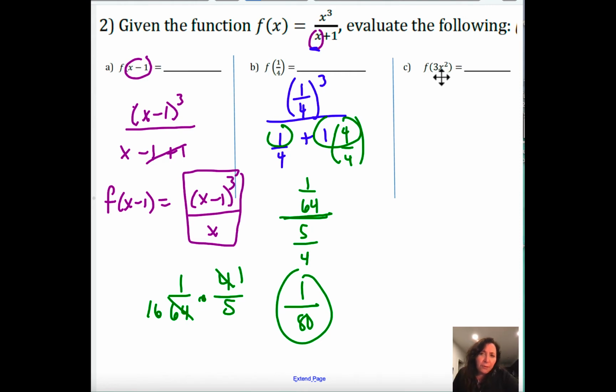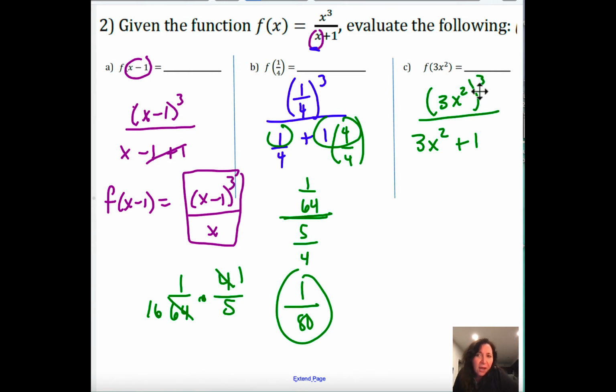For this problem, I'm going to plug in 3x squared into x. So we've got parentheses, 3x squared, and then that's going to be to the third power, all over 3x squared, and then add 1. All they're asking me to do is to plug these in. They're not asking me for the domain or the range or anything like that. Just plug the values in.